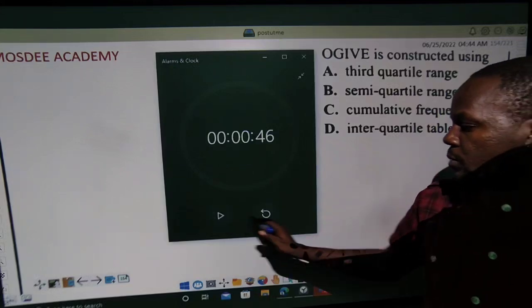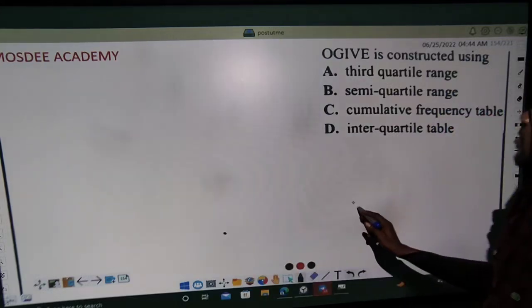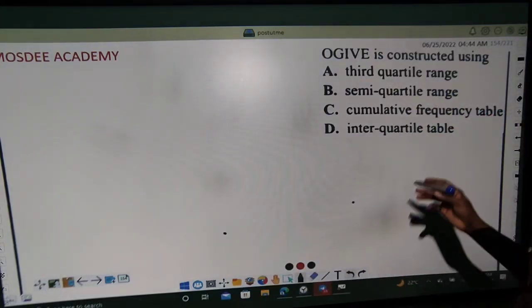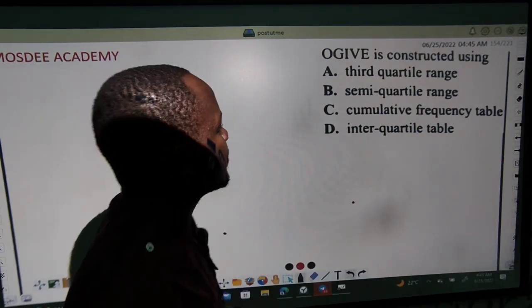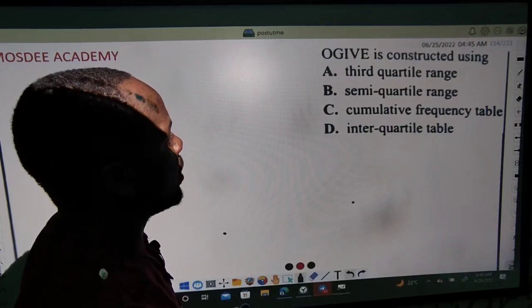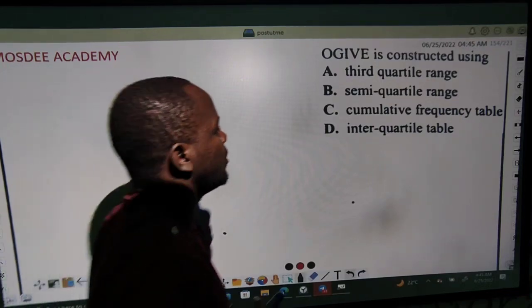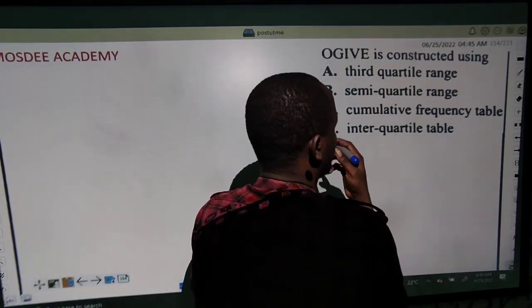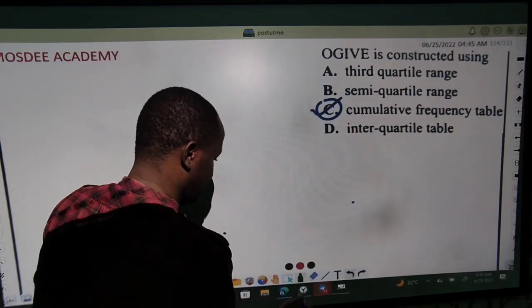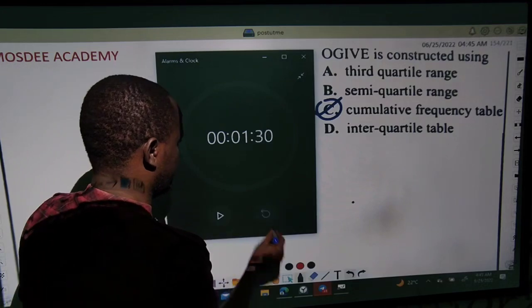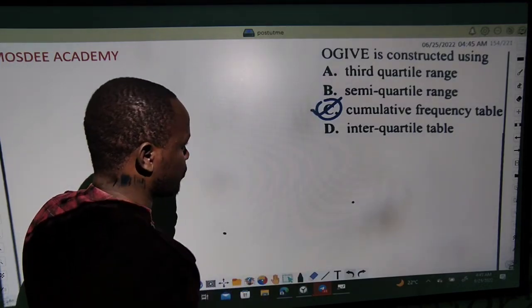Now, we also stop this and start the timer with immediate effect. Now, this is an ogive, which is called cumulative frequency, is constructed using dash. Now, we have the ogive graph. I've said that ogive is also called the cumulative frequency curve. It's a direct question. So admit this. Next, please. Sorry. Next question.